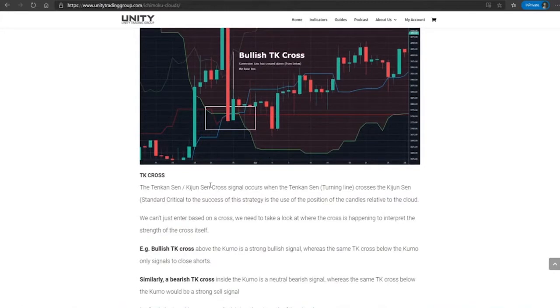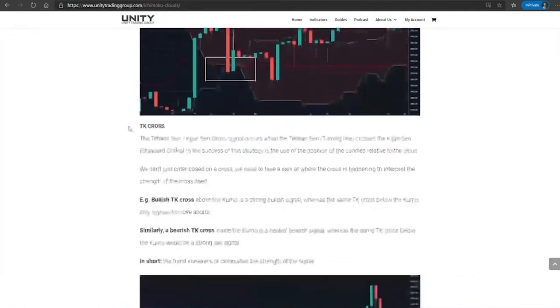These are some of the most popular Ichimoku trading strategies. So the first one is called a TK cross. This is just like a MACD cross that we spoke about before. So the base and conversion line signal occurs when your conversion line crosses your baseline.